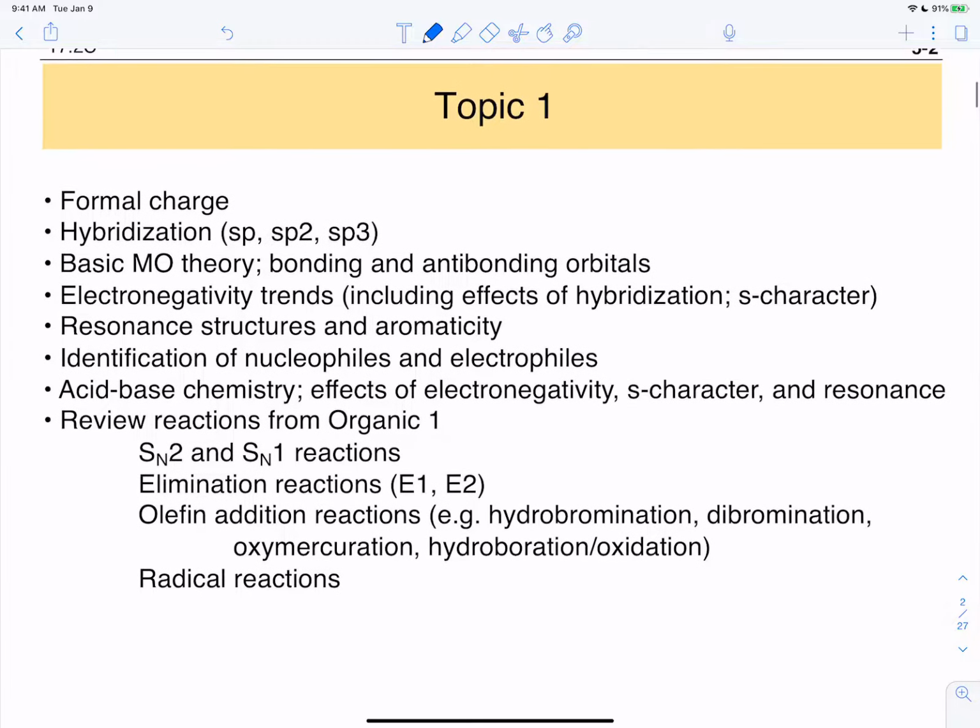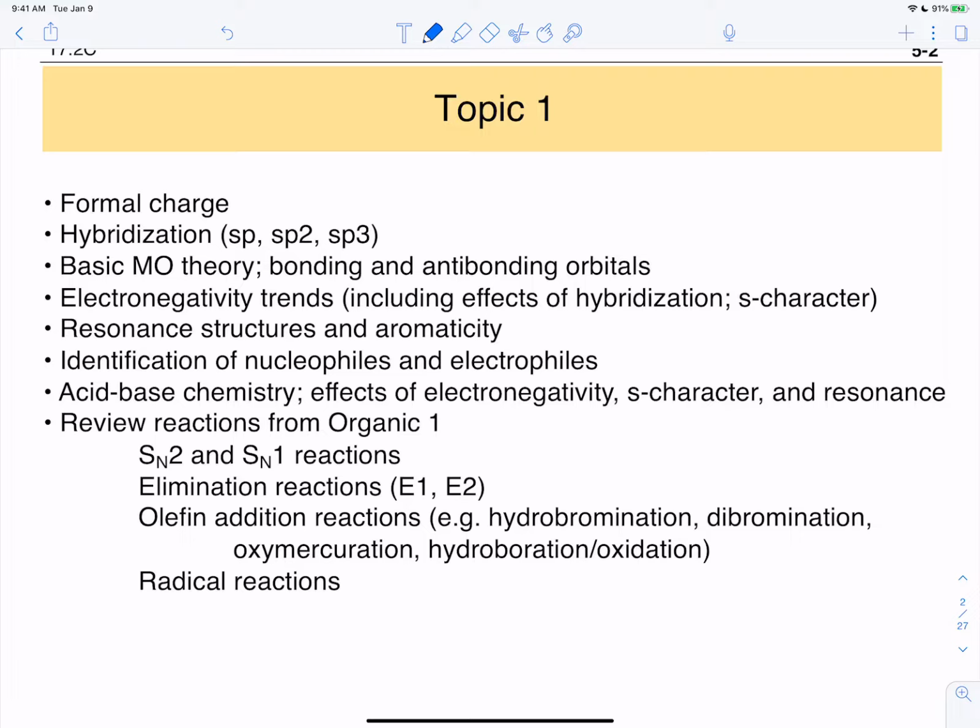So starting with topic 1, here's just a list of the different topics that will be covered. These can be found on the list of topics for the final that's on Canvas already. These are things that you probably learned in Organic 1 or perhaps even earlier on in Gen Chem. These are some ideas that we use regularly, like formal charge, hybridization, molecular orbital theory, electronegativity, resonance, aromaticity, recognizing electrophiles and nucleophiles, and also some acid-base chemistry.